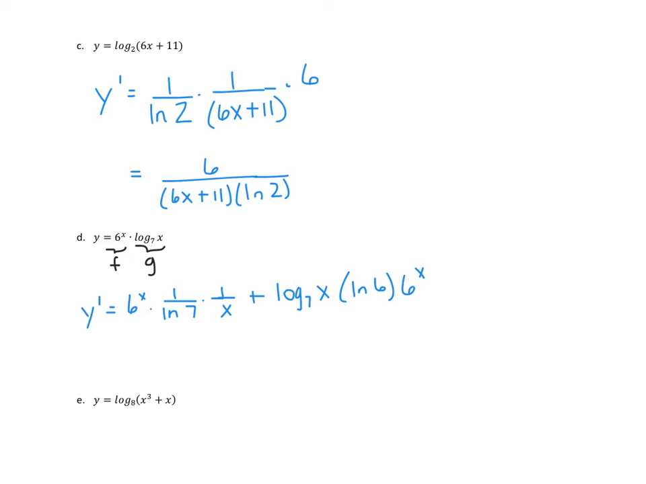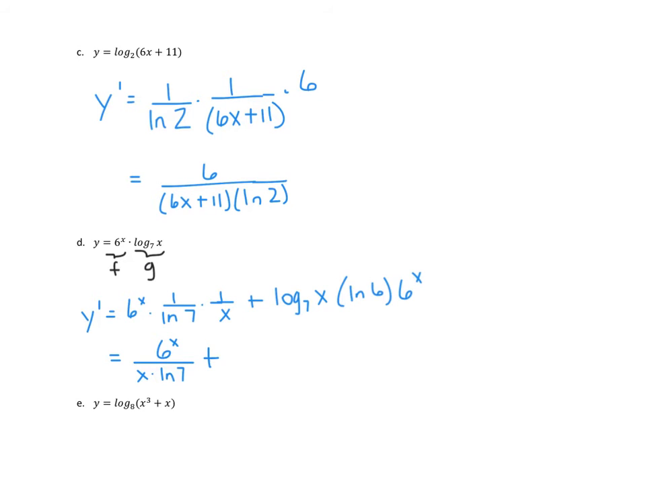So there's our derivative. We can condense this a little bit. We have 6 to the x divided by x times natural log of 7, plus log base 7 of x times the natural log of 6 times 6 to the x.